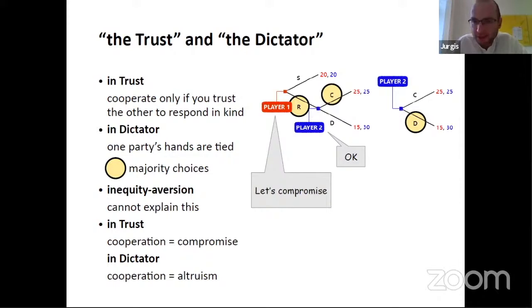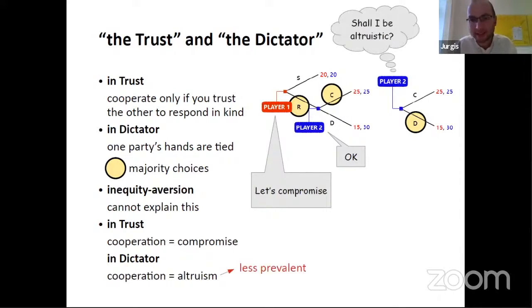Since in the game Dictator, the first player does not have an opportunity to make trade-off values, does not have an opportunity to choose objectives and to offer a compromise to the second player, the second player's decision to cooperate there does not constitute a settlement on a compromise, in the same way in which it doesn't in trust. It's rather an act of selfless altruism or inequity aversion, for that matter. And evidently, as this behavioral data suggests, altruism is a less prevalent trait among humans than our willingness to compromise with others.